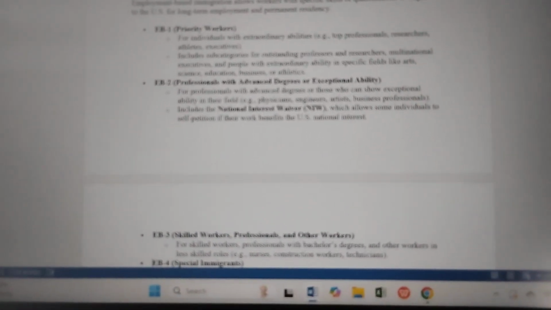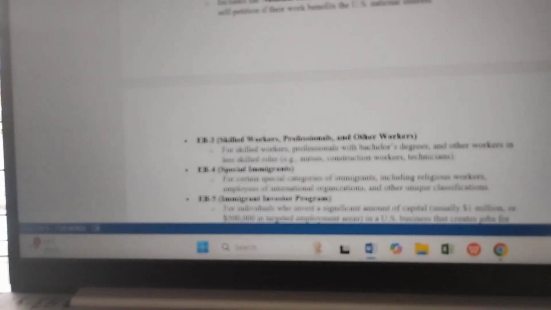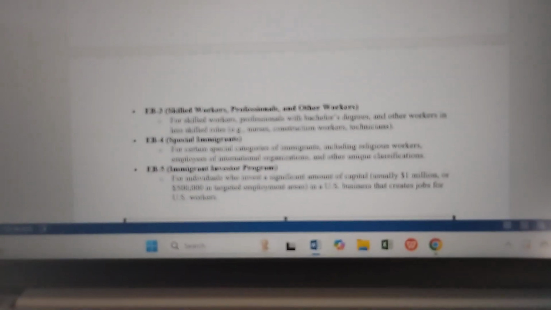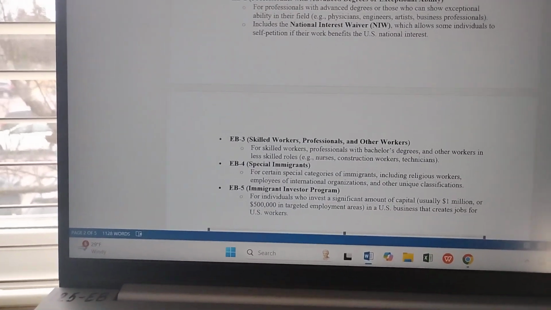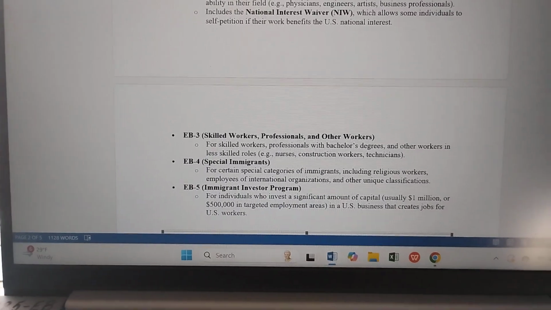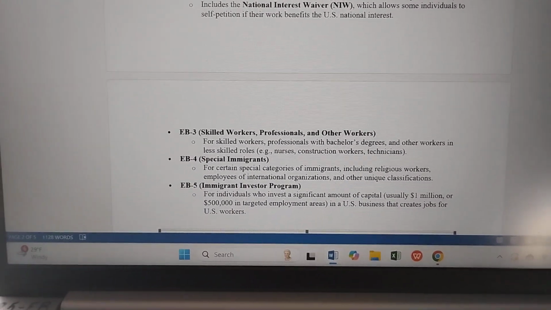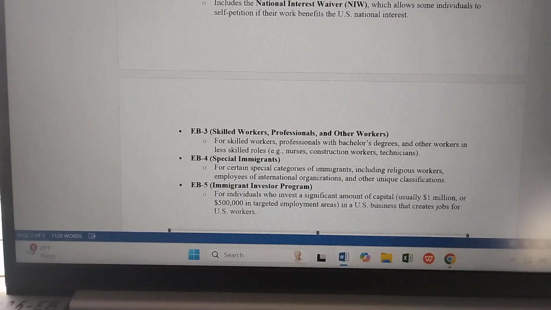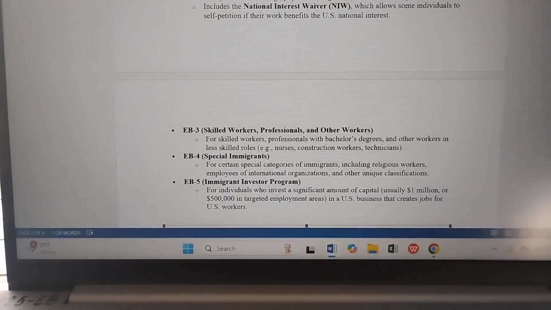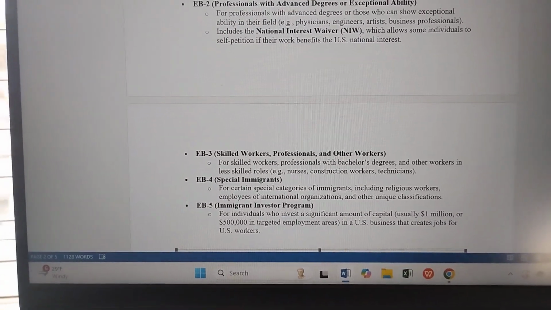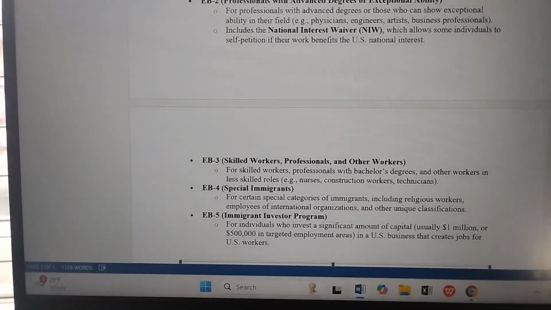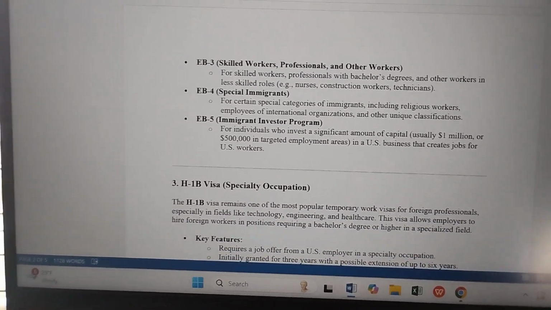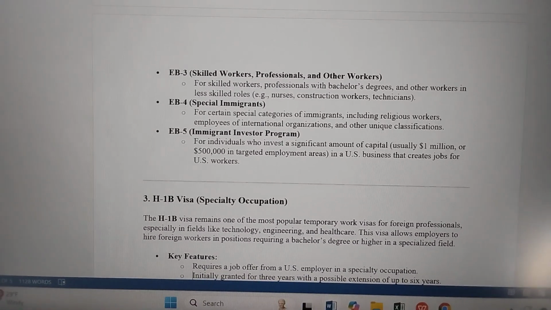Now, apart from the EB2 visa, we also have what you're calling what? The EB3 visa. Now, when you talk about the EB3 visa, it will also enable somebody to come to the United States, and this one is for skilled workers, professionals, and other workers. For skilled workers, professionals with a bachelor's degree, and other workers in less skilled roles, e.g. nurses, construction workers, technicians, they are allowed to use what you're calling what? EB3. And remember, these are people who are working in fields that have less job opportunity, fewer people working there. But their demand is high. For example, nurses, they use the EB3.